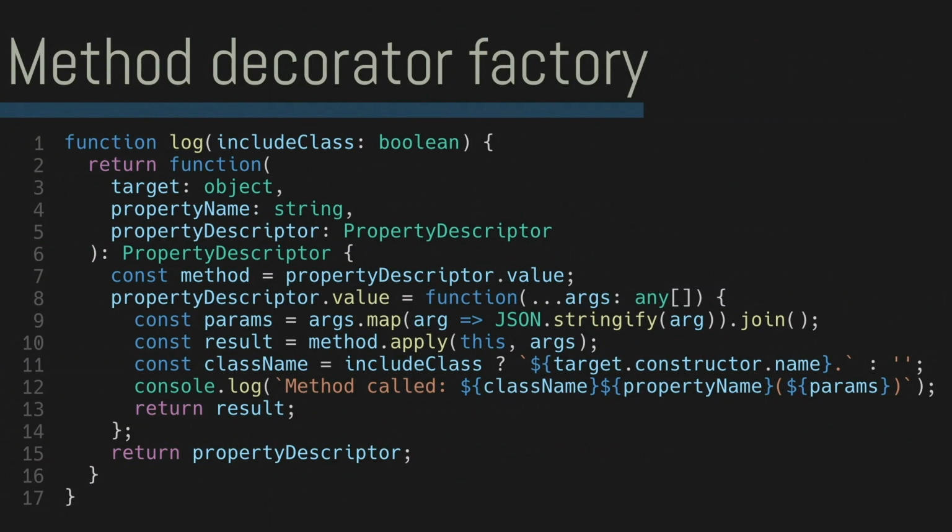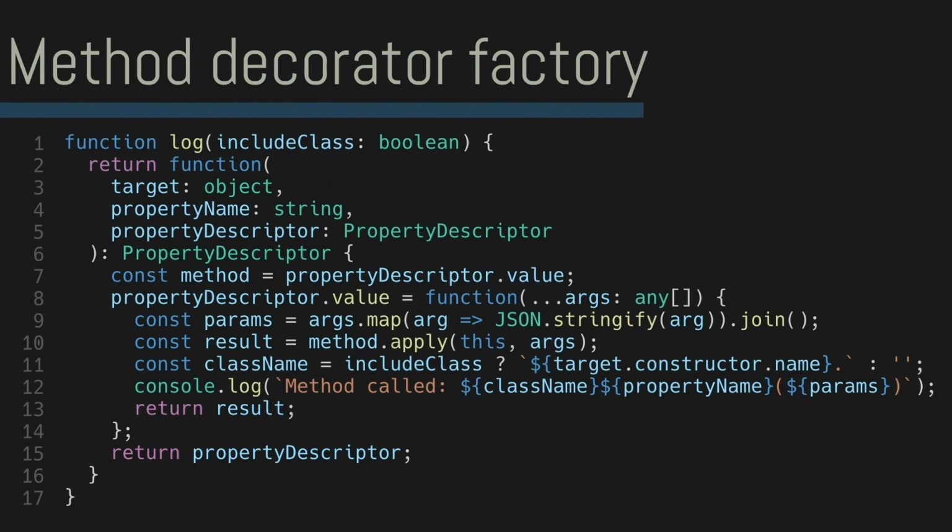The only thing interesting now is our line 11, where we just do some work with what was passed in. Line 12, we're going to do method called, include the class name, property name, params. Now we have 3 returns, and you got to realize the one on line 13 is the return of the method. This is what's going to get returned when you call the method. Line 15 is the return of the decorator. Line 12 is the return of the factory. So you start to get multiple levels in.